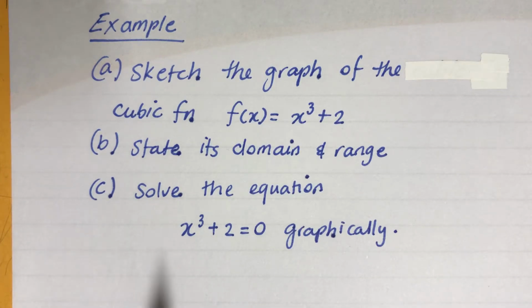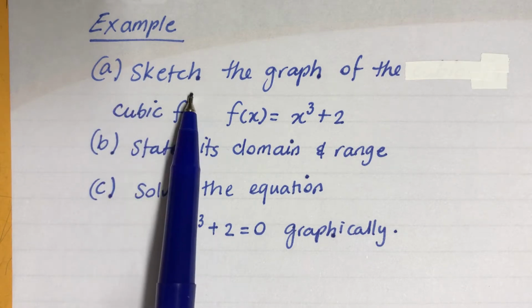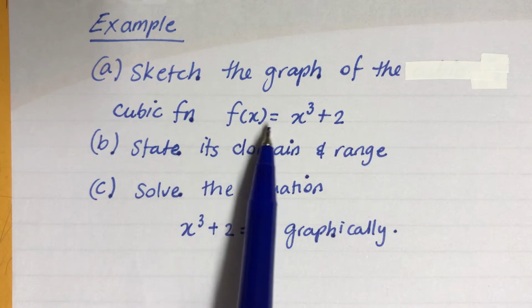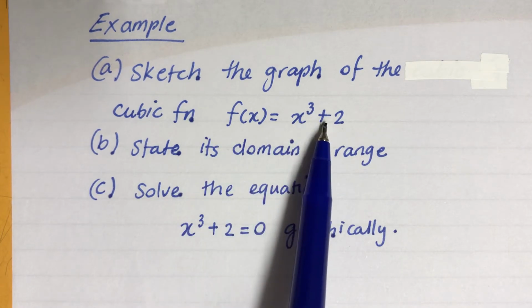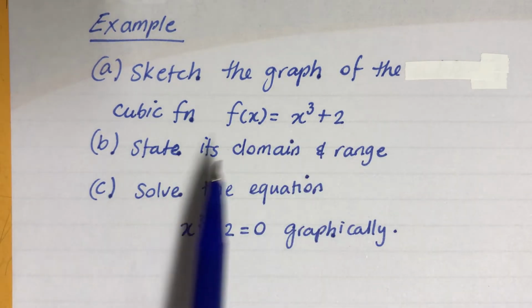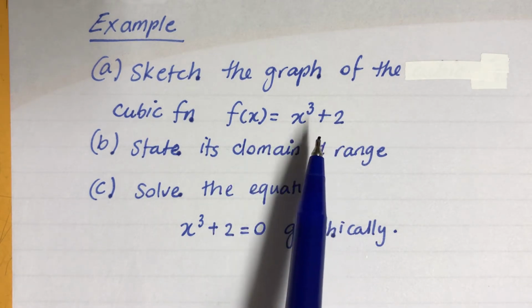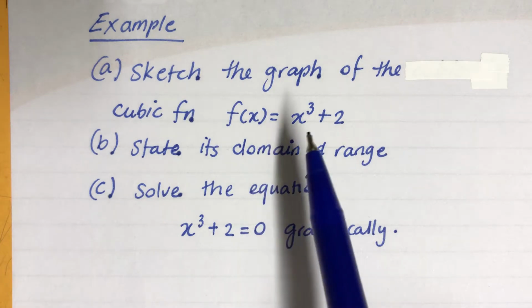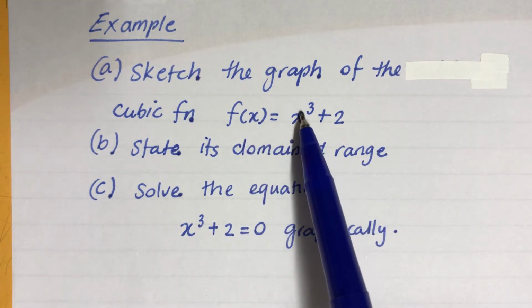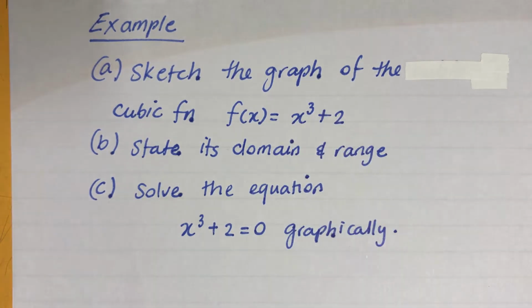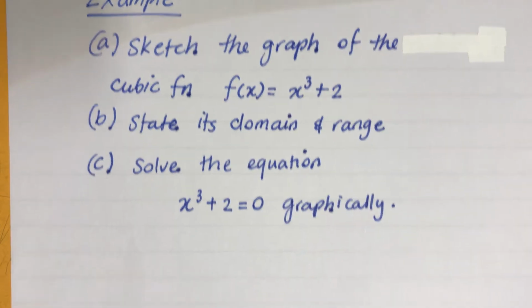Okay, so example here, there are 3 parts in this example. First part says sketch the graph of the cubic function f of x equals x cubed plus 2. Now this is quite a nice function, so we can think about this. It goes through the origin 0, 0, but it's going up by 2. So I'm going to do part A first.